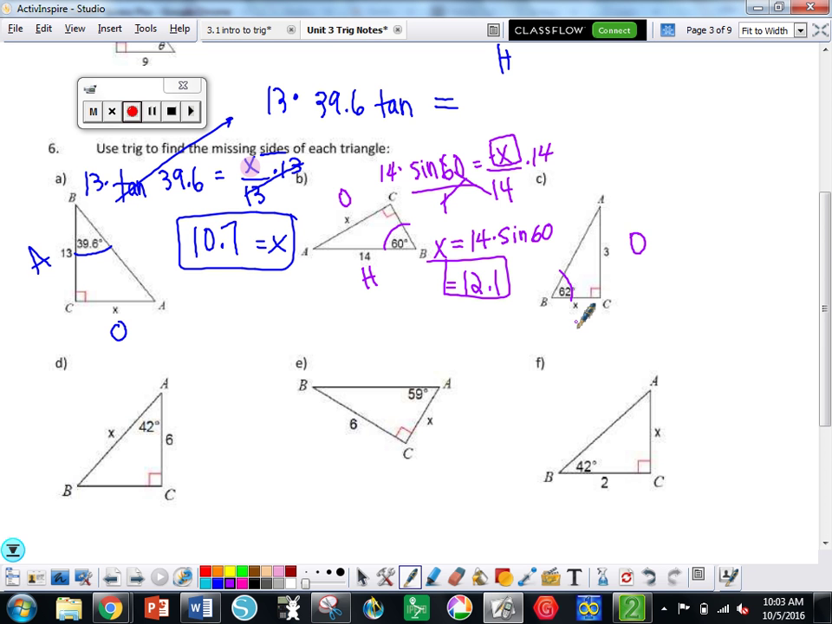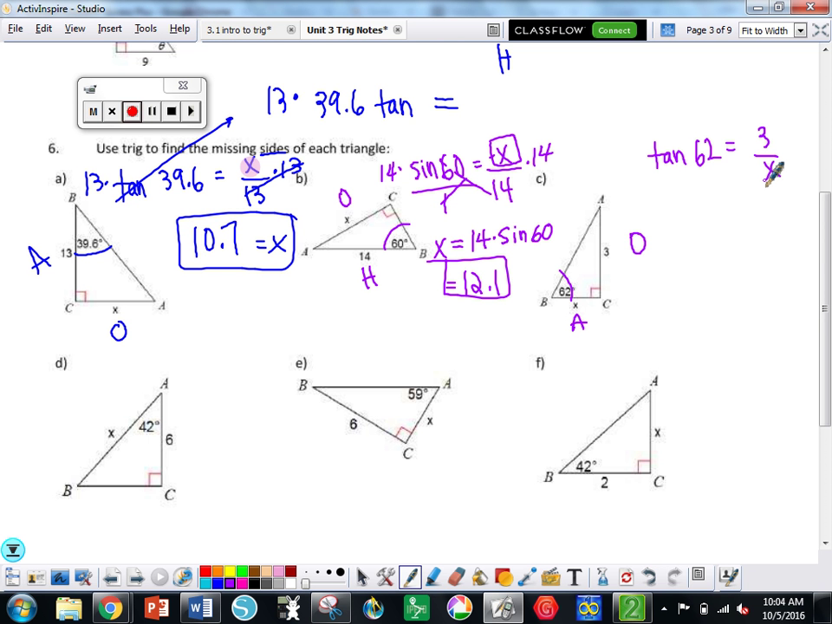Opposite? This is the what? Adjacent? Sine, cosine, or tangent? Tangent of what? Tangent of 62. How do I know it's tangent? It's my O and my A. Tangent of 62 is what over what? Opposite over adjacent. This is the first time x is in the bottom, right? What am I going to do if x is on the bottom?